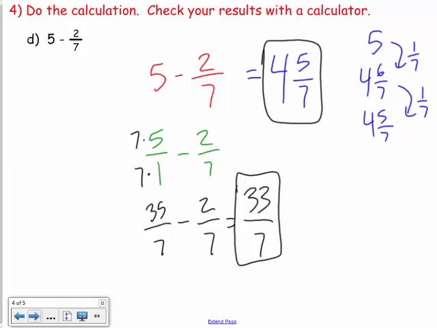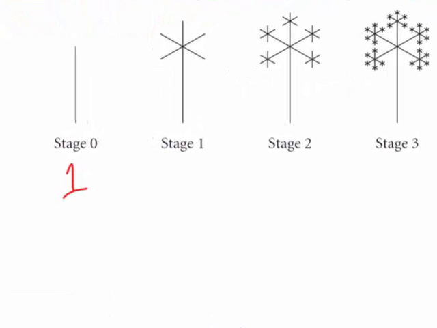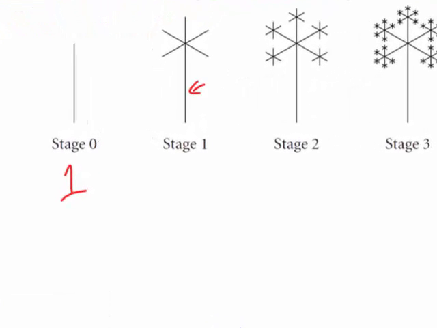Make sure you can use your calculator. That's important, okay? And lastly, this is where it's kind of building on some stuff from yesterday. It says at stage 1, 5 new branches are growing. How many new branches are there at stage 2? So in stage 1, I have technically 6 branches, right? I got this big one, but I got 5 new ones: 1, 2, 3, 4, 5. So a total of 6.